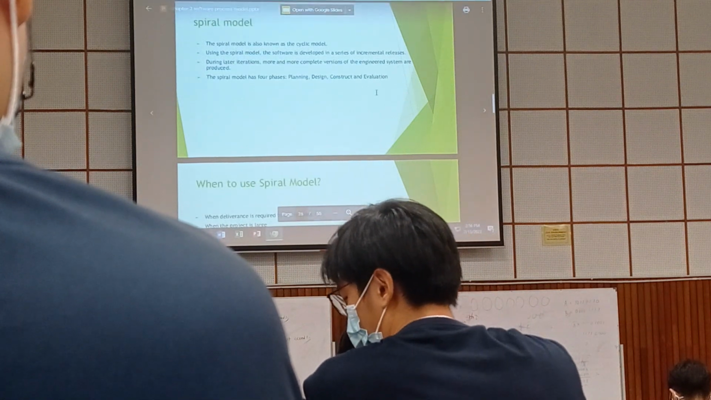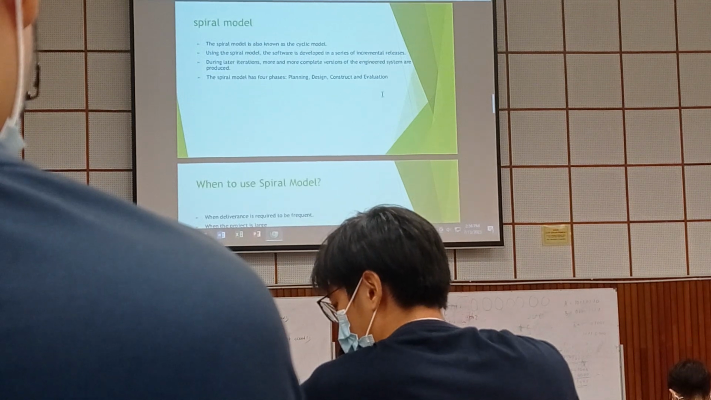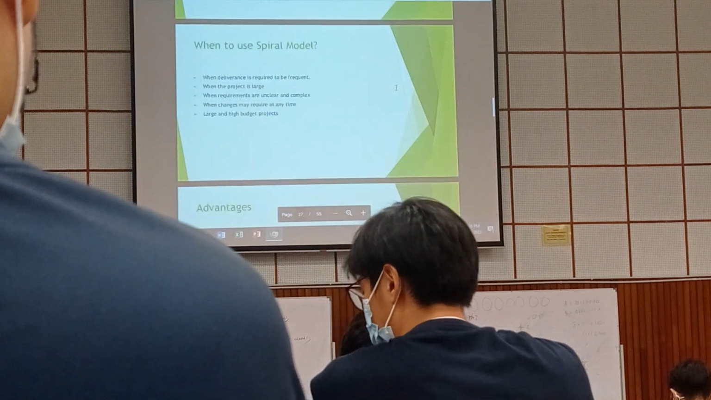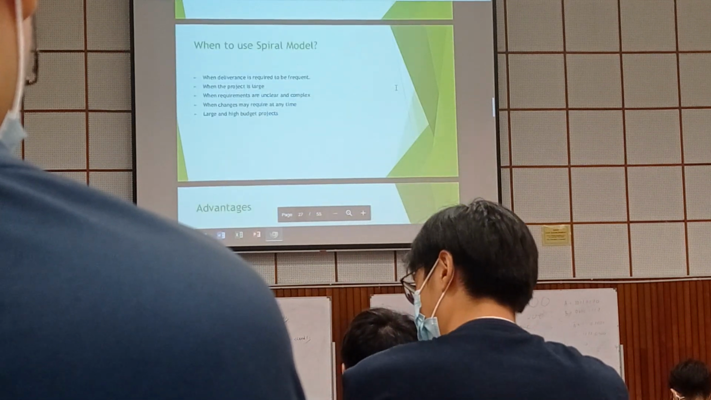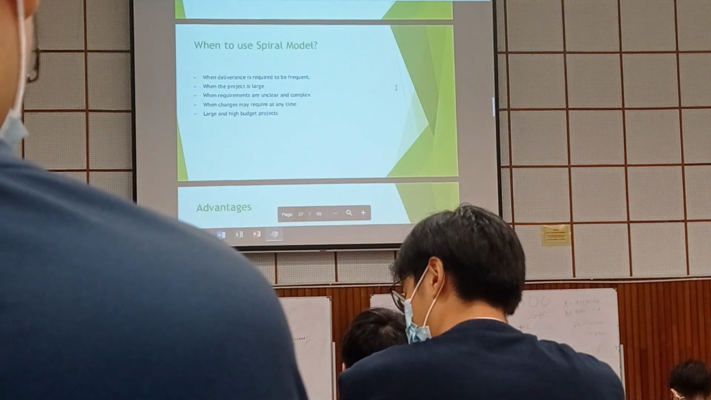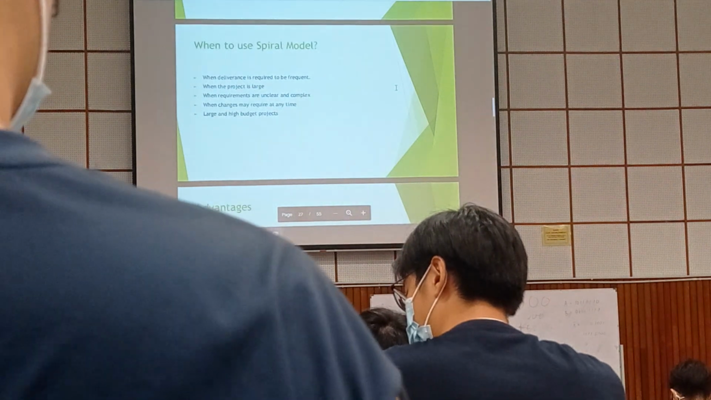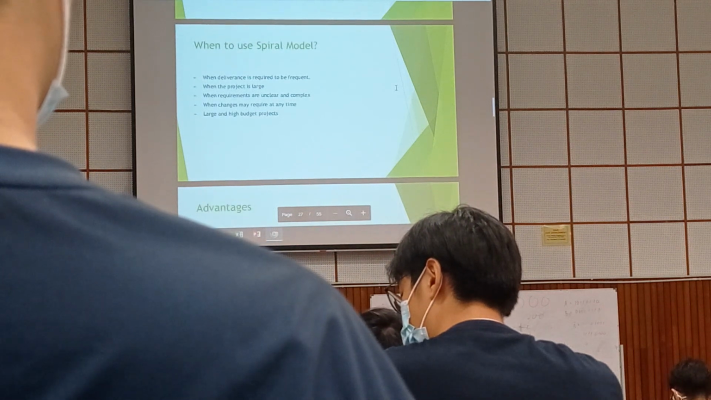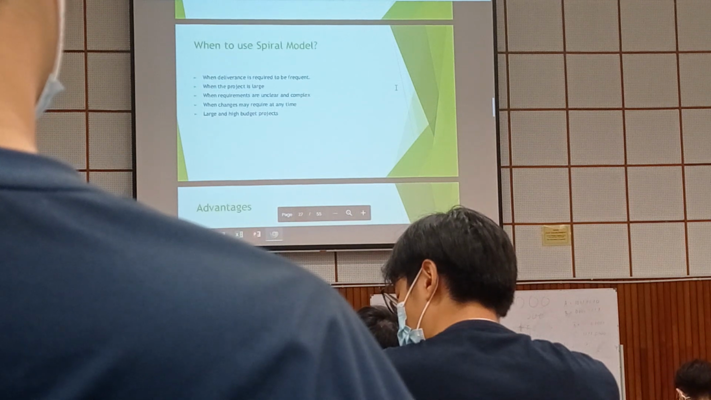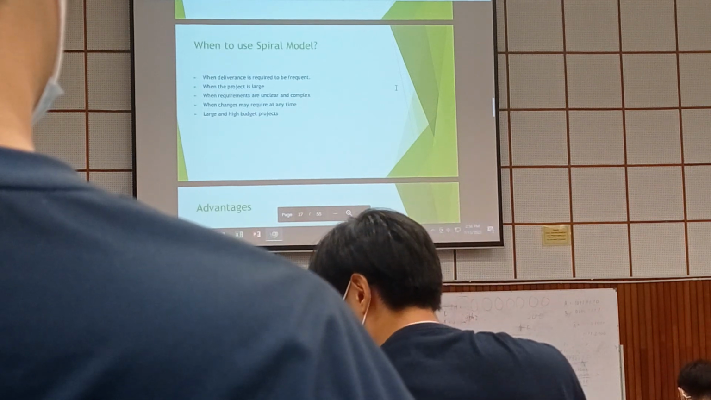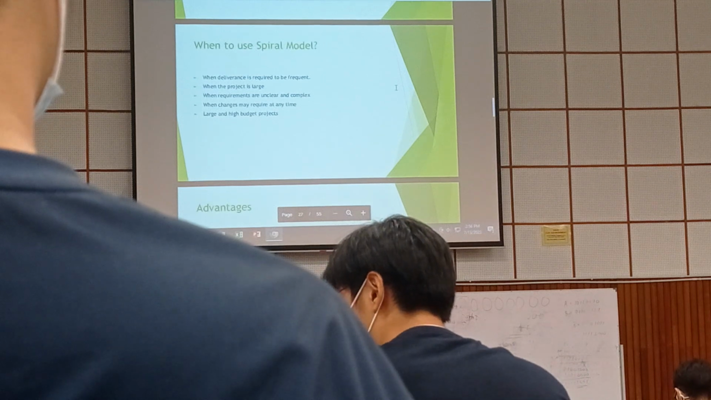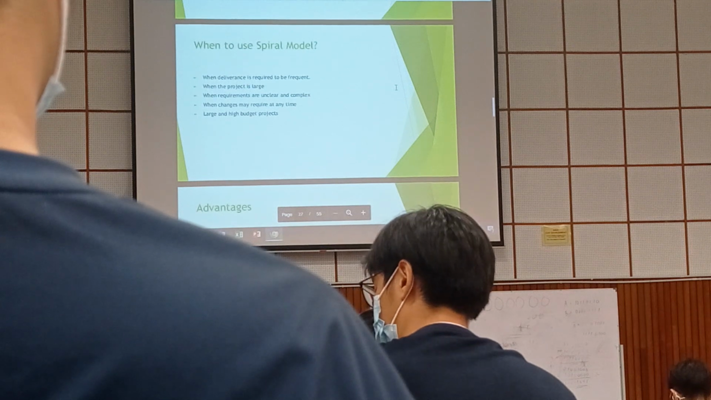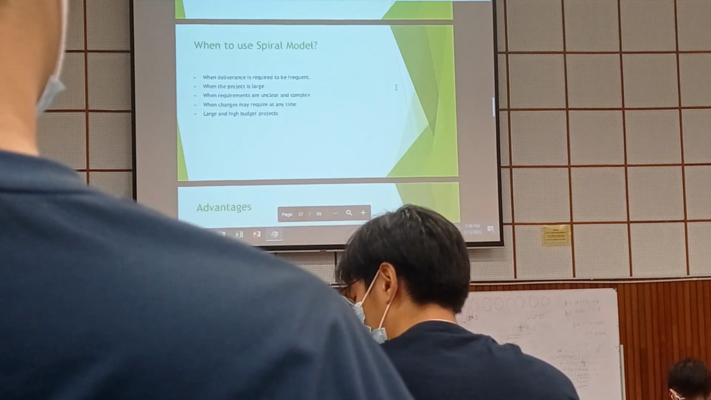So basically in the spiral, they have planning, design, construct, and evaluations. When can we use the spiral model? If the deliverables or requirements change frequently, as I told you. The spiral model is mainly used for large projects, which take years and years to complete, not like a 3-month, 4-month or 1-year project.